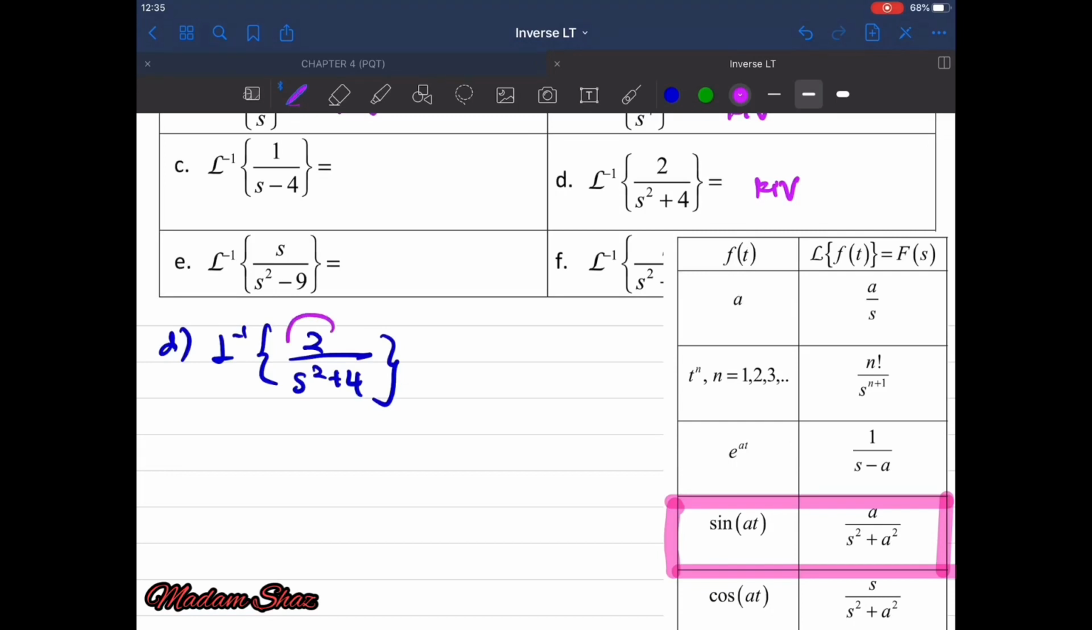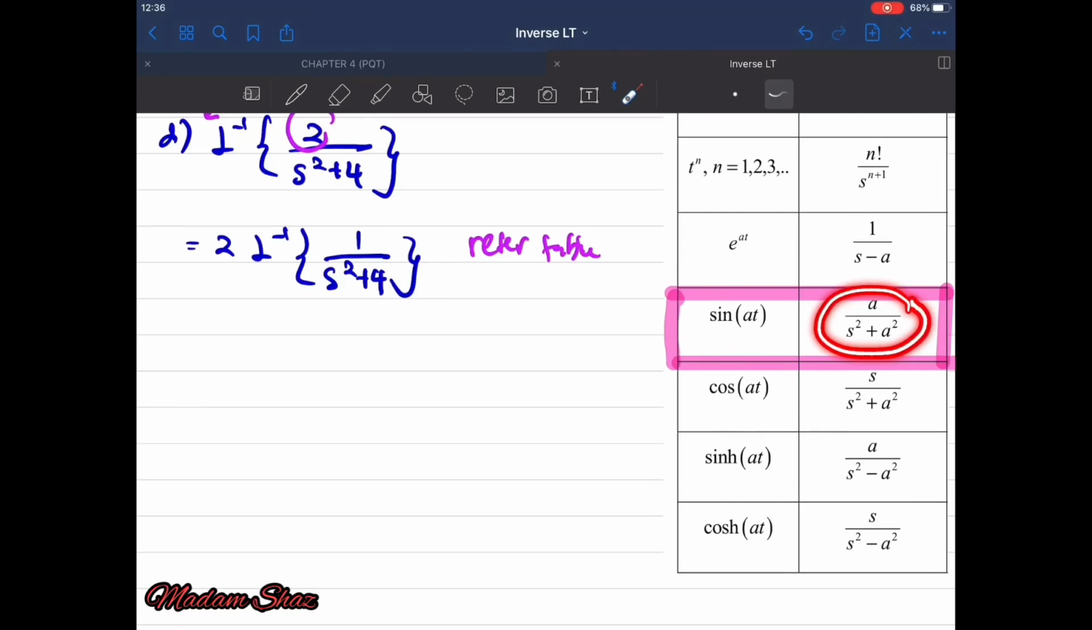So the first step, we bring the constant to the front. 2 Laplace inverse. When we bring 2 to the front, the upper side will become 1 over s square plus 4. So now refer to the table of the Laplace transform. So a over s square plus a square, you have to determine the value of a now. So a square is equal to 4, so therefore our a is equal to 2. The same concept, we only consider the positive value.